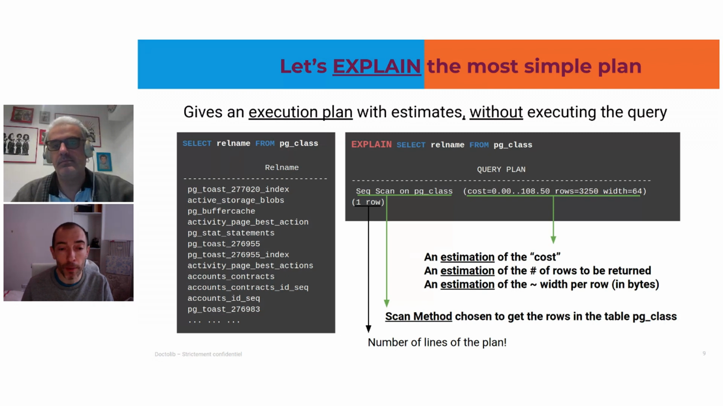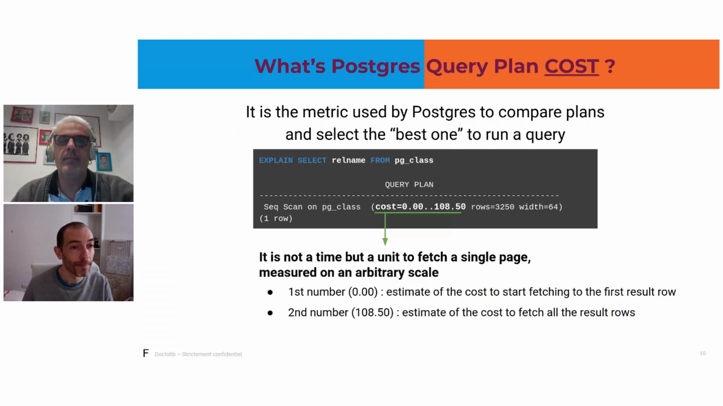Then right after, you see in parentheses something called the cost, which we will explain in detail right after, with 2 numbers. This is an estimation, not something actual. Right after, we also have an estimate of the number of rows to be returned, not the actual, but what Postgres thinks is going to be returned. And the last thing is the average width of each of the rows to be returned by that query. So Flavio, could you explain to us what the cost is, please?